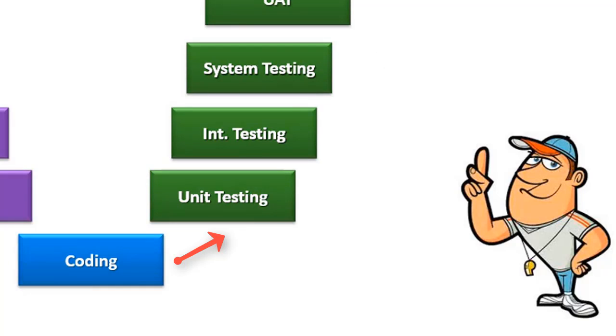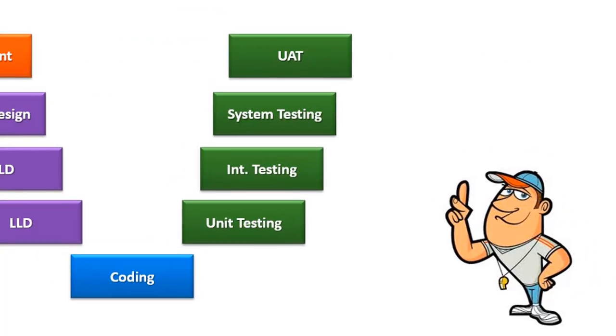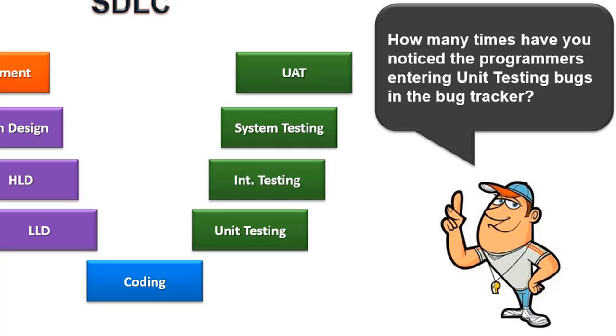Then what happens? They are the same programmers who have written the code, so they know what works. Later, when they write the test cases, the already written code becomes the basis for writing the test cases. Thus, the test cases are biased and they pass for sure. How many times have you noticed the programmers entering unit testing bugs in the bug tracker? Now you know what I mean.